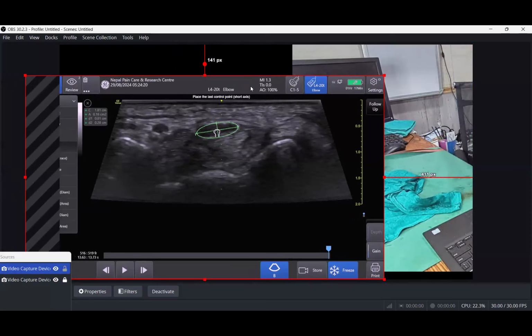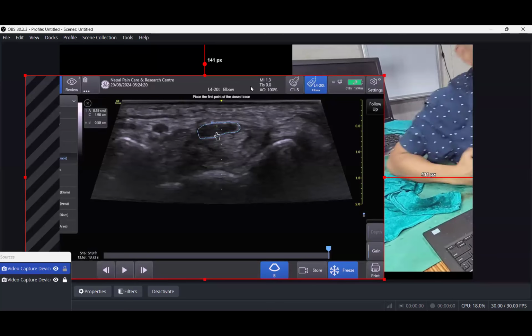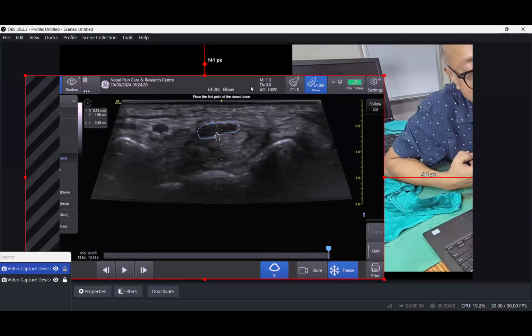Another measurement is basically go to the preset value, see the area tracing. So there will be an area tracing function here. Just trace the entire circumference of the median nerve like this, like how I am pressing. Okay, so this is the two-way how to measure and see the cross-section area. It is nicely shown that it is 18 millimeters square.